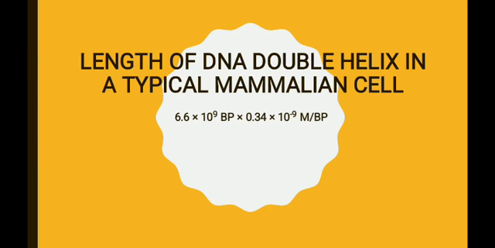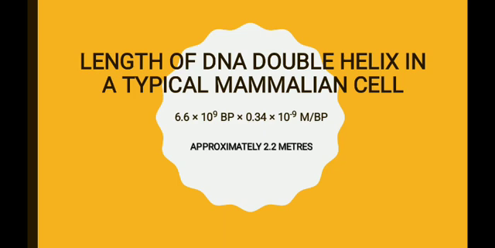If you measure it in meters, it becomes 6.6 into 10 to the power 9 base pairs into 0.34 into 10 to the power minus 9 meter per base pair. So it becomes approximately 2.2 meters. See, this is the length of the DNA found in a single cell.